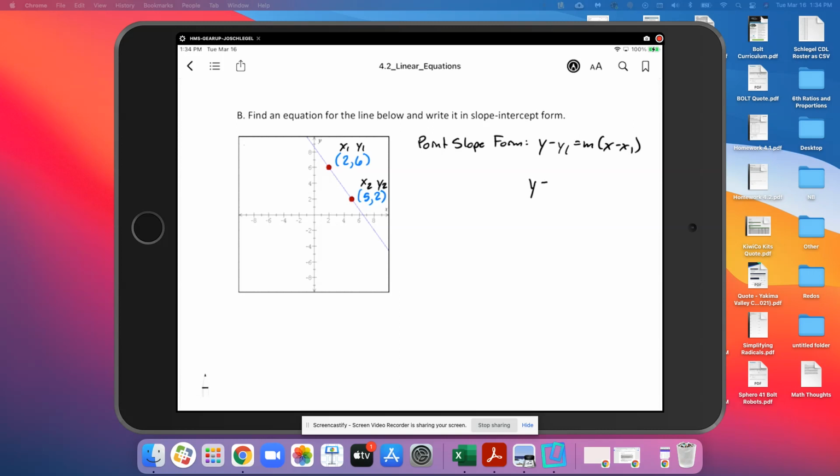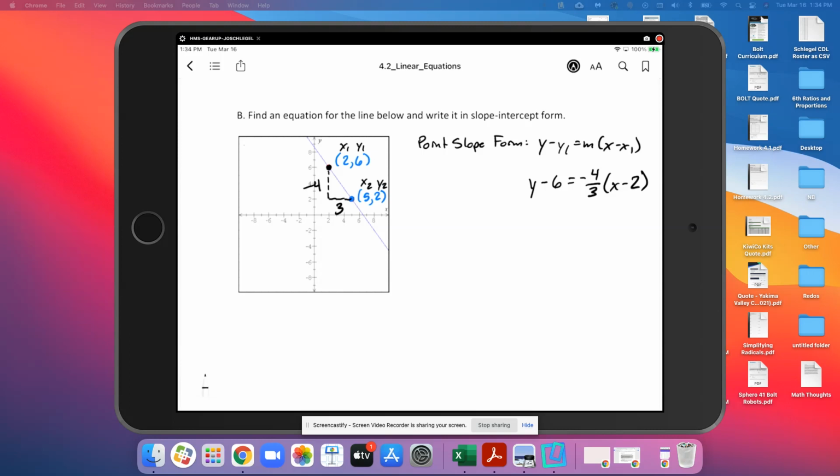We have y minus y1. Our y1 is 6, equals m, which is our slope. So our slope going from the black dot to the blue dot is going to be down 1, 2, 3, 4, so minus 4. And over to the right, 1, 2, 3, so positive 3. So our slope is negative 4 over 3 times x minus, and our x1 is 2.